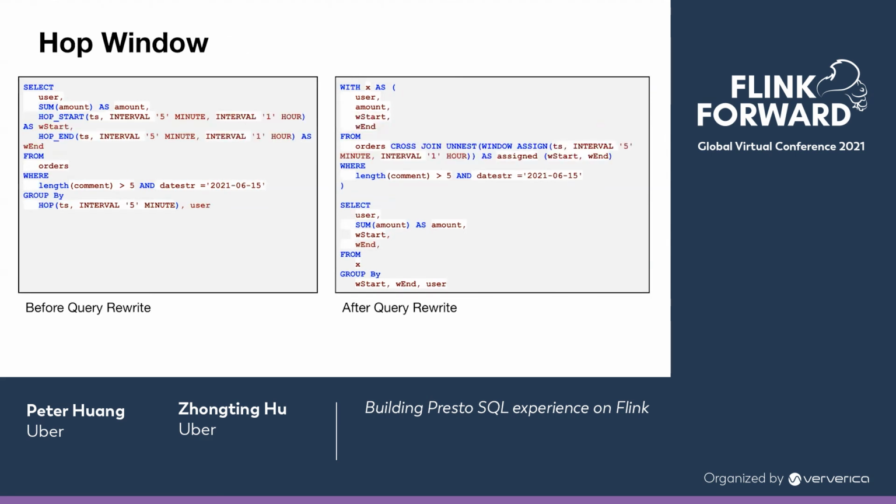So the next one is a little bit tricky, which is the hop window. The difference between the hop window and the tumble window is that it can have some overlap. And there are two parameters that define this. One is the normal interval, which is 1 hour, and the overlap is 5 minutes. So to do this, we want to have a function defined on the Presto side called window assign. This function will be able to generate the windows in a two-dimension array based on the definition of this window. Basically, it is 5 minutes and 1 minute.